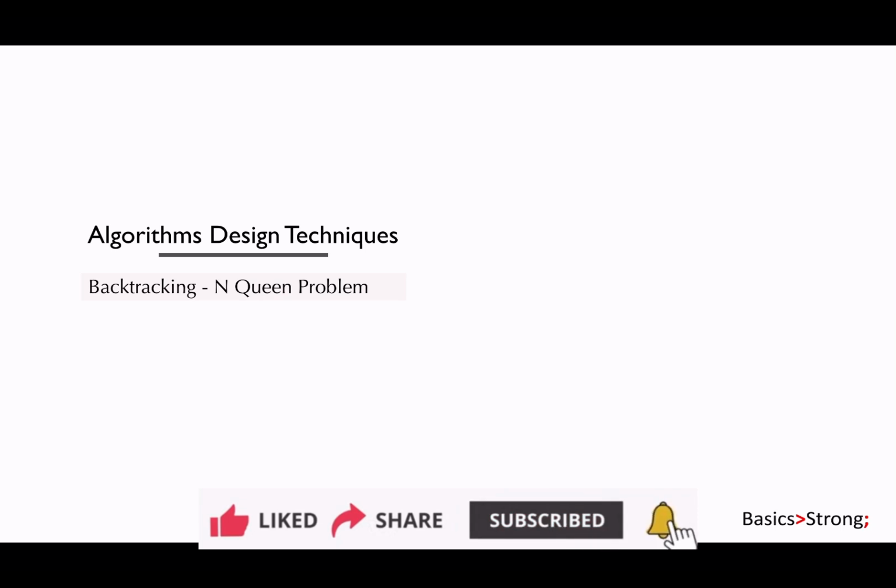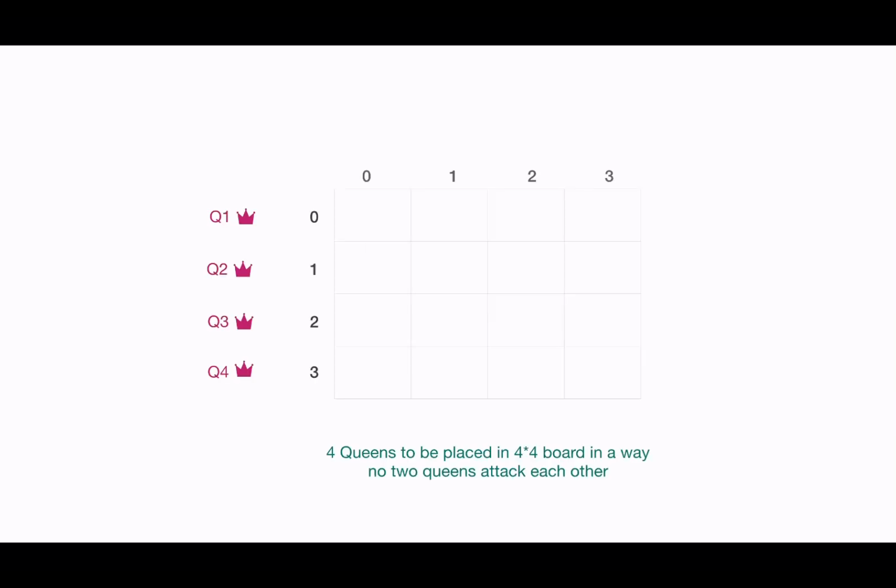The problem is you will be given a board of n cross n size and you have to put n queens in this board in such a way that they don't attack each other. For example, if we place the first queen here, the second queen will be placed in such a way that it won't attack this first one. The first queen is at cell 0 0 and the other queen is at 1 2.